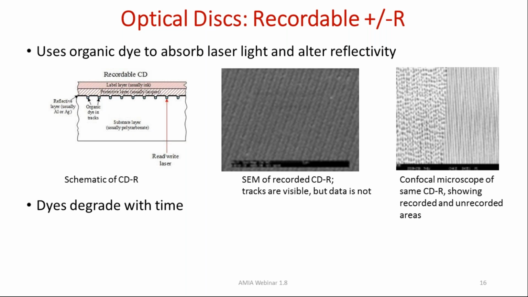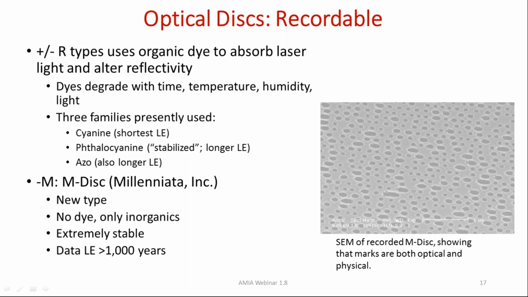Okay, so there's our recordable discs. Let's talk now about the next one. Oops, too far. There we go. Now, I did talk about that already, but just as a refresher here, the dyes degrade with time. The families of dyes used are cyanine, phthalocyanine, which is a stabilized type, and an azo type of dye. And these have longer life expectancy than the cyanine.